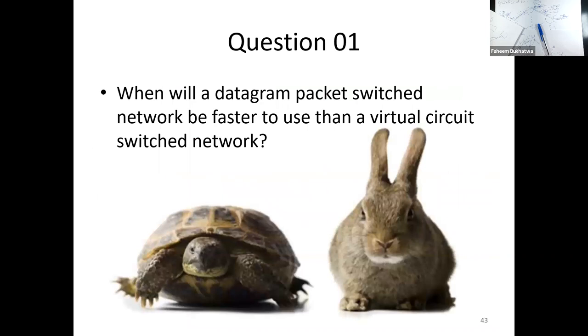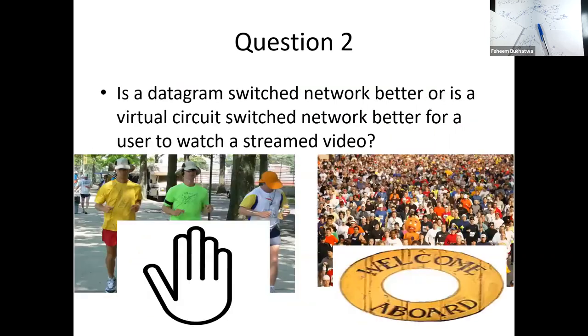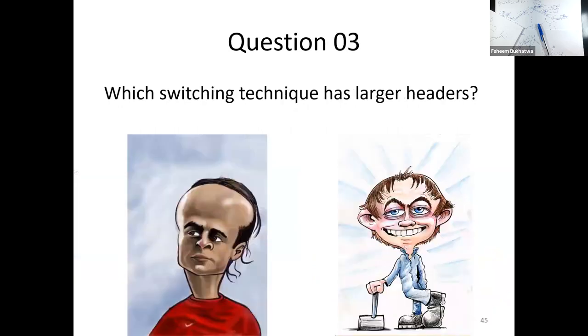Now, this is your question. In a datagram switching network, is a datagram switching network better or is virtual circuit better for a user to watch a streamed video? Which one is better for watching videos? Datagram or virtual circuits? Virtual circuits, did you say? Okay, and the reason? It gives you a better quality of service.